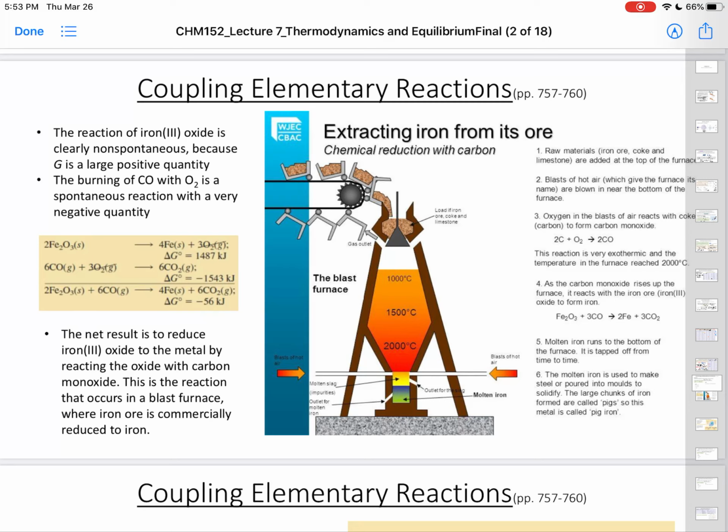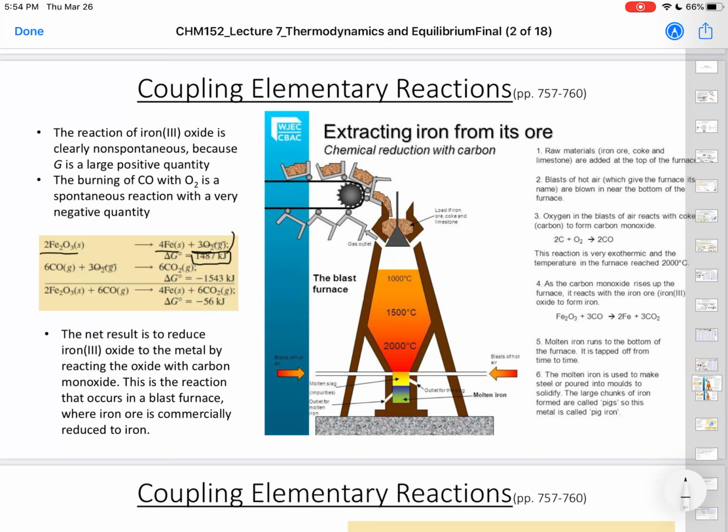So this is an example here. You've got the reaction of iron 3 oxide. Basically you would like to take the iron 3 oxide that you dig out of the earth. When you dig the iron out of the earth, it's never pure iron. It's always iron oxide, so iron bound to molecules of oxygen. And you would like to separate the iron atoms and the oxygen, so you get pure iron, which you can then use to make buildings and other things.